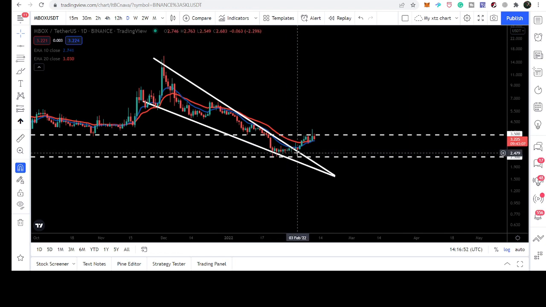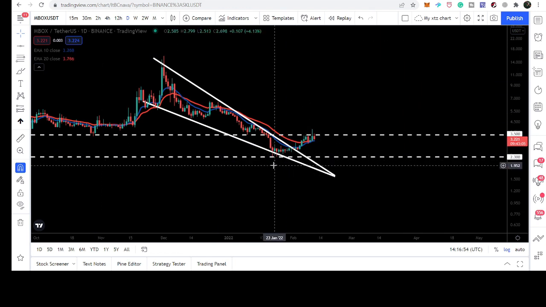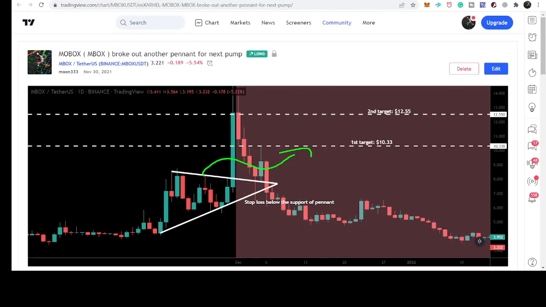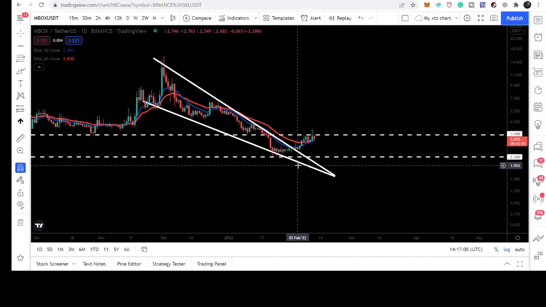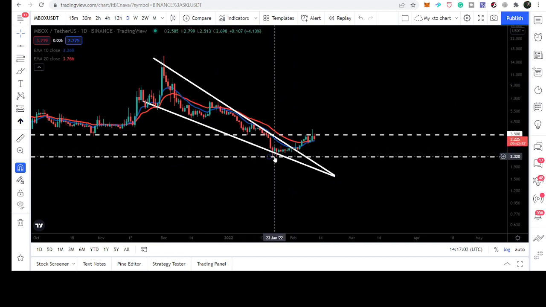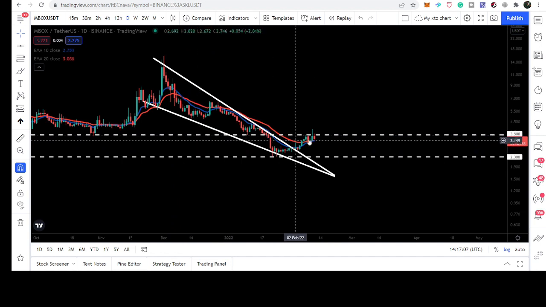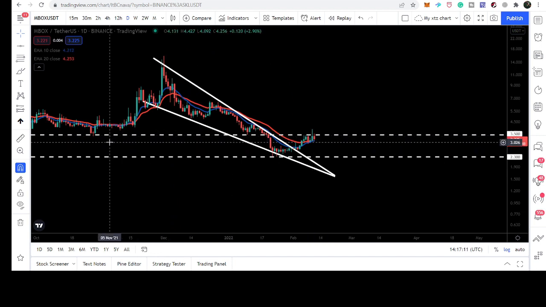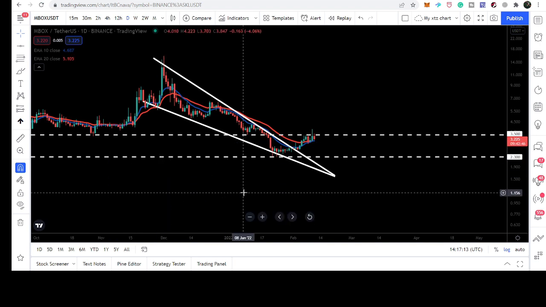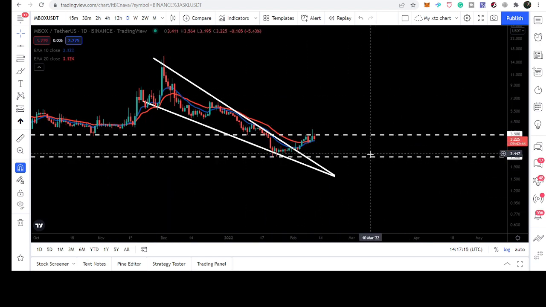Finally, it has broken out this bigger resistance. This is a very big pattern, by the way. That was a smaller, this bullish pennant was smaller than this bearish pennant. And after getting bounced by this support, it has broken out this resistance. And here it has found another resistance that was previously working as a very, very strong support. And this resistance level we have at $3.50.